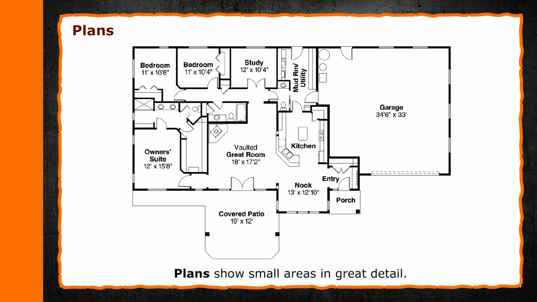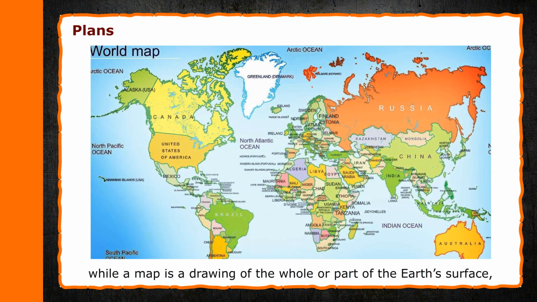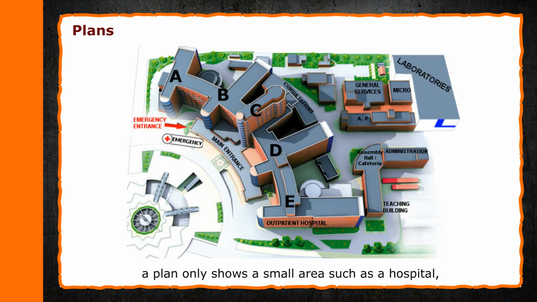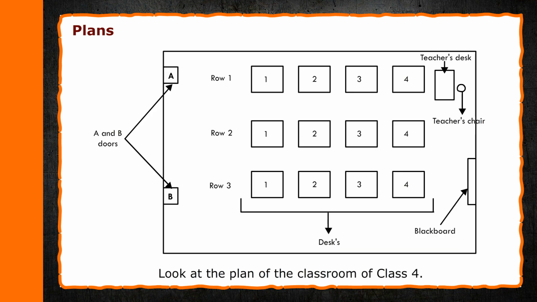Plans. Plans show small areas in great detail. The main difference between a map and a plan is that while a map is a drawing of the whole or part of the Earth's surface, a plan only shows a small area such as a hospital, a market, or a school in detail. Look at the plan of the classroom of class 4.